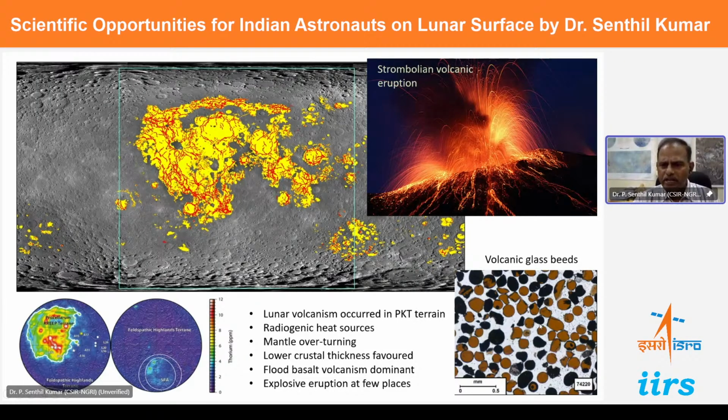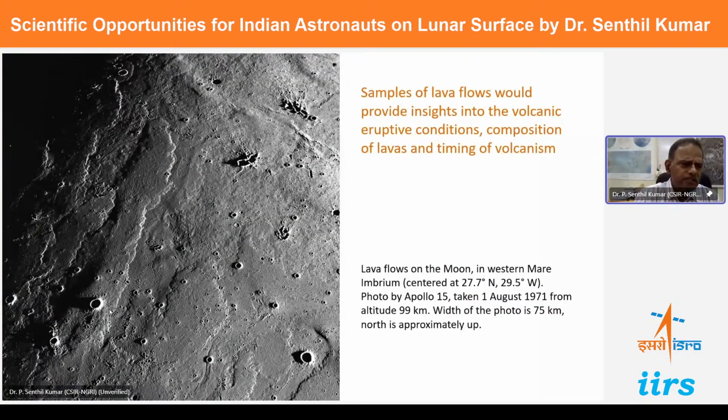And you also find many volcanic glass beads in these basaltic materials, because the Strombolian volcanic eruption that you find on Earth was very common on the Moon. So the volcanic beads basically come from Strombolian volcanoes. You can see pictures of the volcanic lava flows, and astronauts can go and sample these materials to study volcanism on the Moon.